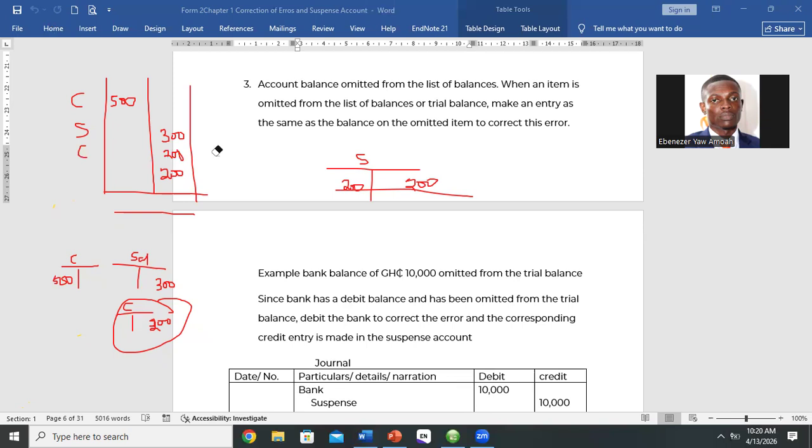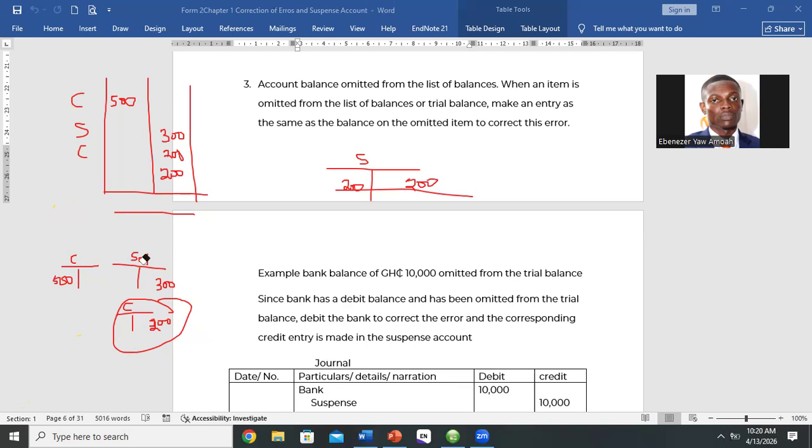So anytime the bookkeeper omitted an account balance, debit or credit that particular item that was omitted. If it was sales, you credit sales, and debit suspense. If it was cash, depending on the omission, you always have to determine the omission that was made, then you do the appropriate debit or credit. So that is for number 3.